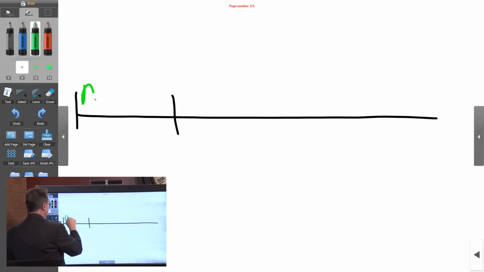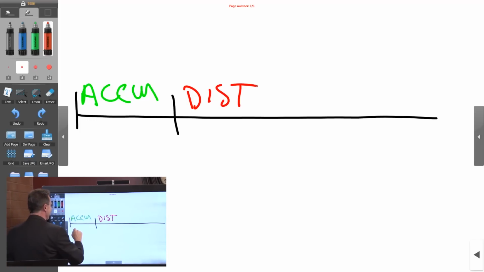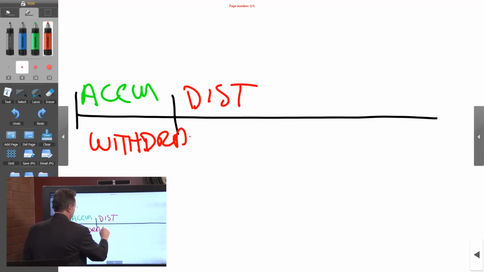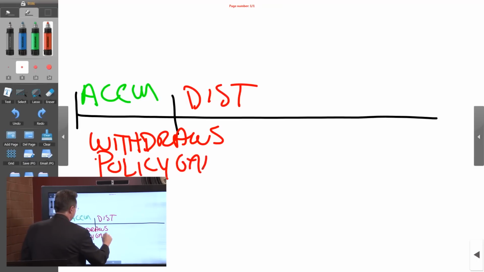Let's go green. This is going to be my distribution period. And I want to know when I can take out withdrawals to basis and policy loans of gain.